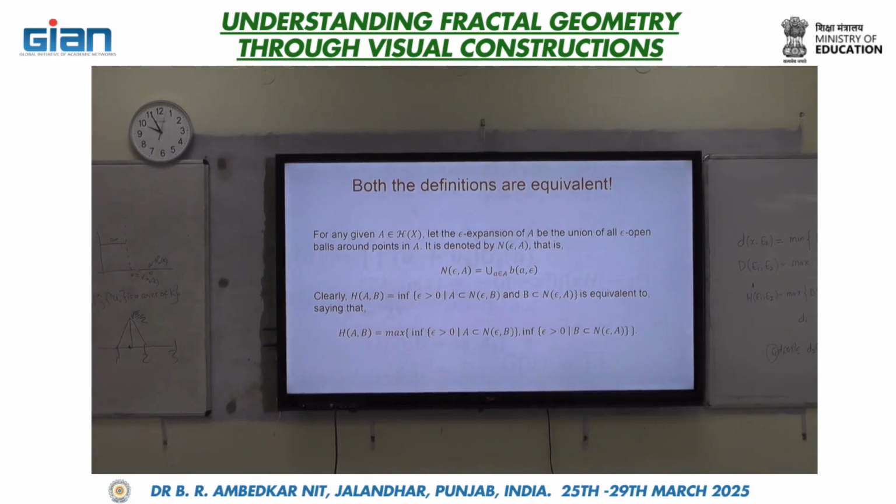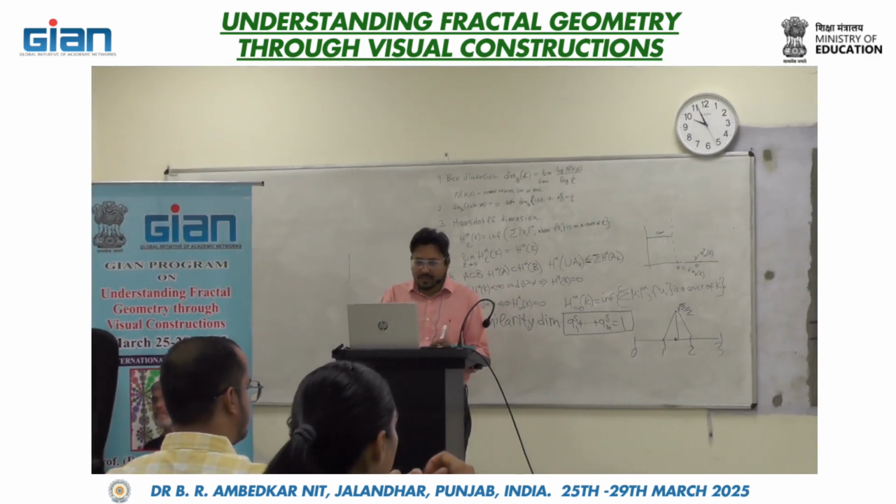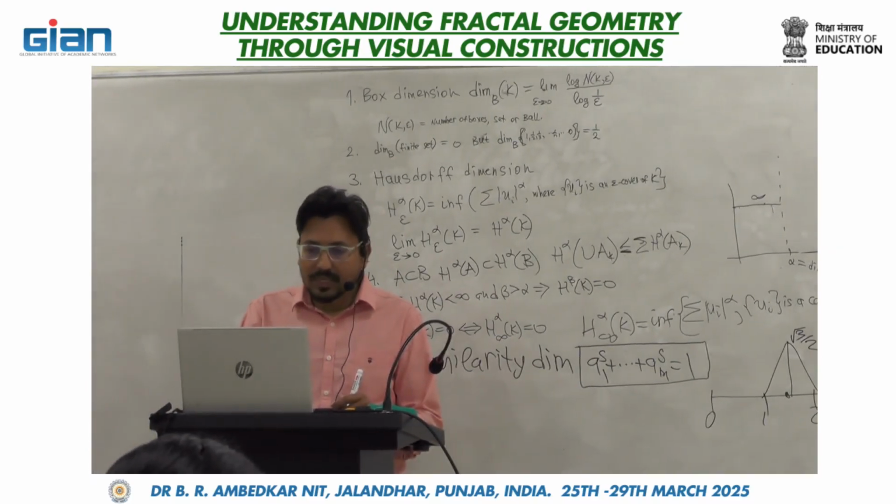So now I am claiming that both the definitions are equivalent. How will we say this? For any given A belongs to H of x, let the epsilon expansion of A be the union of all epsilon open balls around points in A, and it is denoted by N epsilon of A. That means N epsilon of A is equal to the union of such balls.